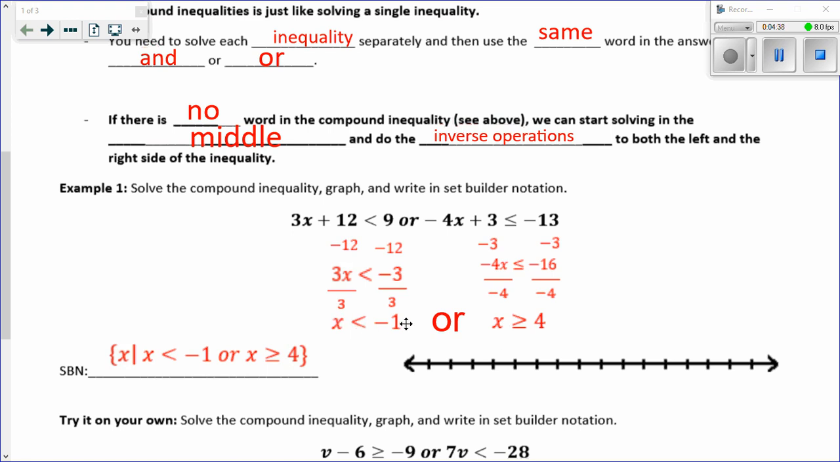So x is less than negative 1. I'm going to go ahead and, where did I put these? I can't remember where I put the numbers because I didn't number them all. Here's negative 1, and here's 4 because I'm going to need that later, so I just filled in the rest.